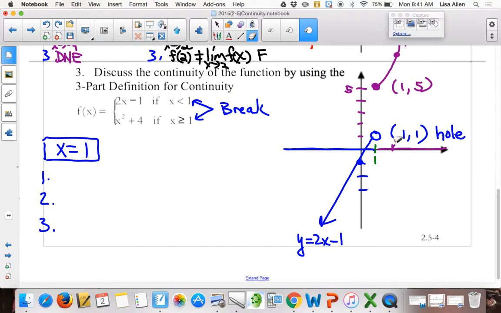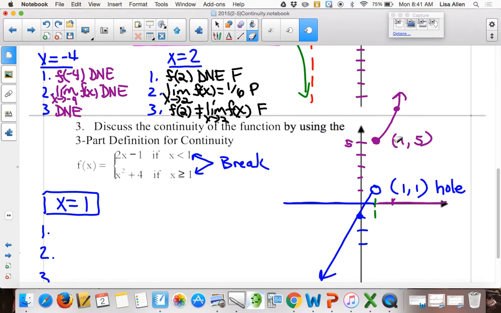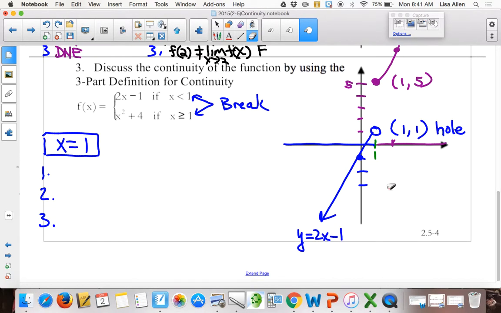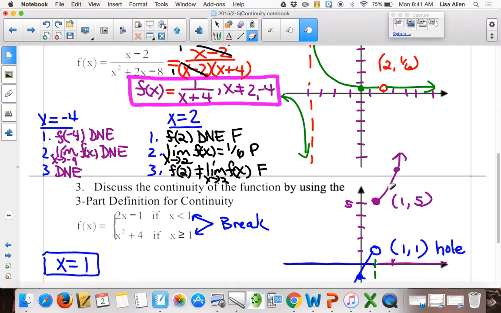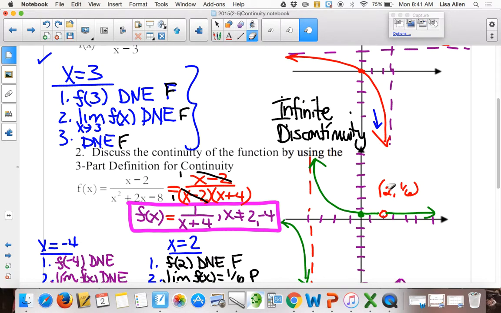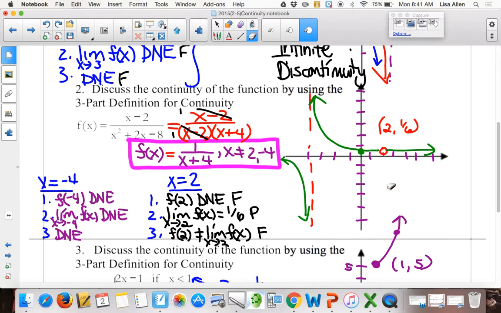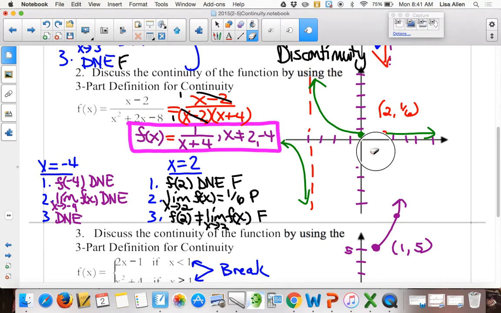So let's see what we have down here with break discontinuity. Everybody get that? Okay, if not, then you can stop it, pause it, and then go back to it. And I guess we should say the type of discontinuity with the graph, that this is point discontinuity.